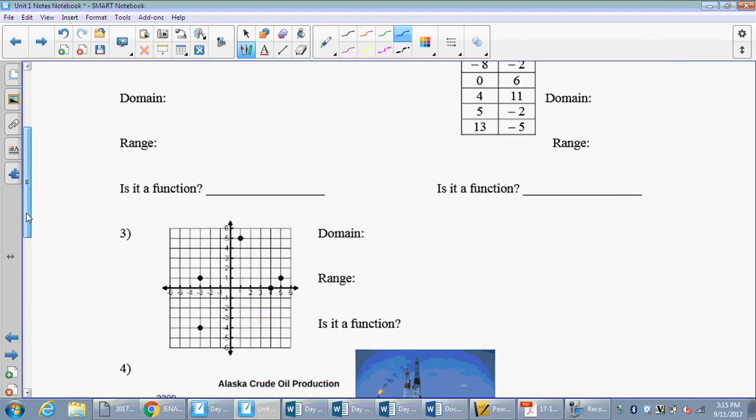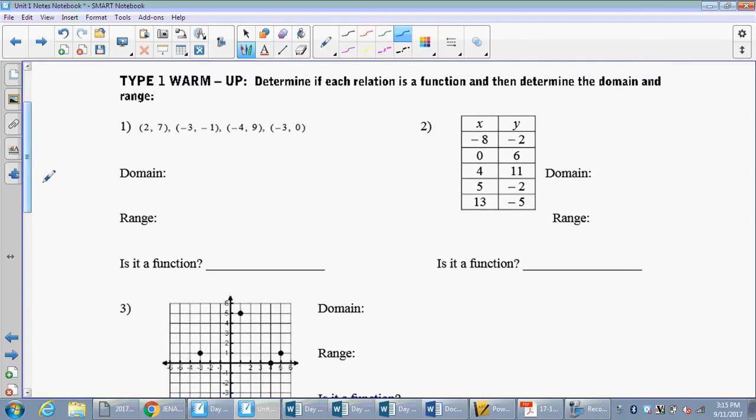Numbers 1, 2, and 3 are good opportunities to remind ourselves how to find domain and range of a discrete function, meaning it's countable. So to help myself out, I could start off by labeling this as x, y to remind myself that for the domain, I'm going to need to pull each of these x values. Before I start writing them down, I know that I'm going to want them in order of smallest to greatest. So let's see, 2, -3, -4, and -3.